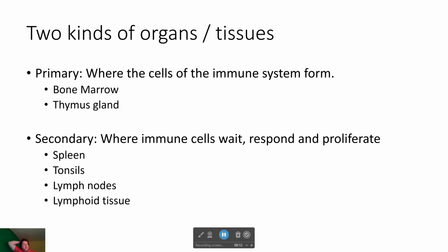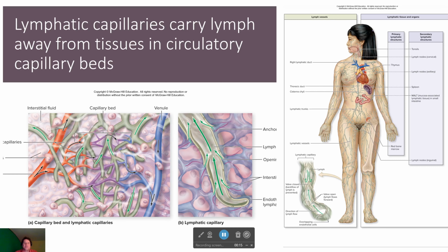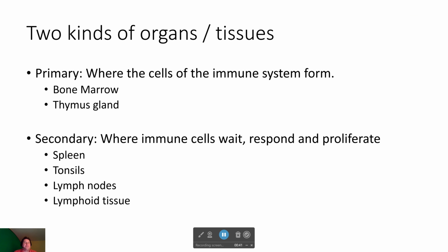Now, when it comes to the lymphatic system, remember we talked about where this came from. From the capillary beds, you can see here in red, purple, and blue, remember some of the fluid was left behind, about 15% of the fluid that came out of the capillaries at the arterial end and then went back in at the venule end. About 15% or so was left behind. And this is what goes into the lymphatic system.